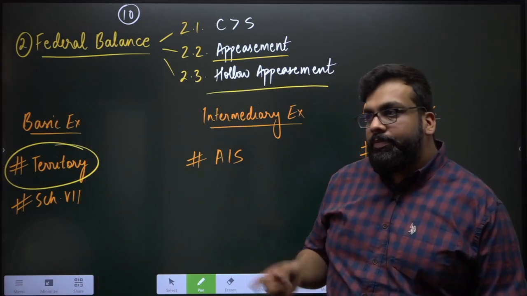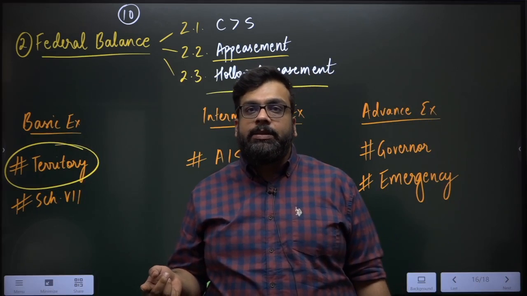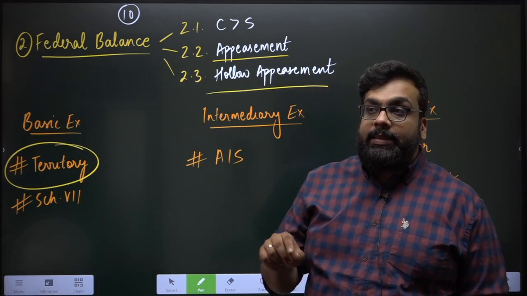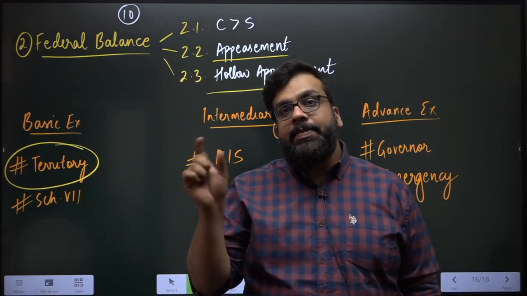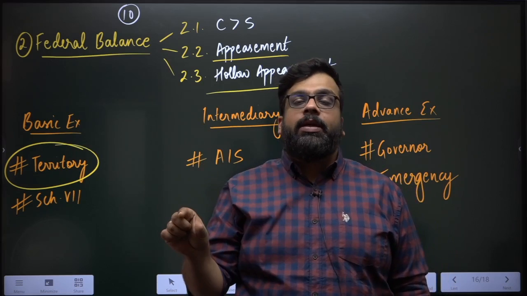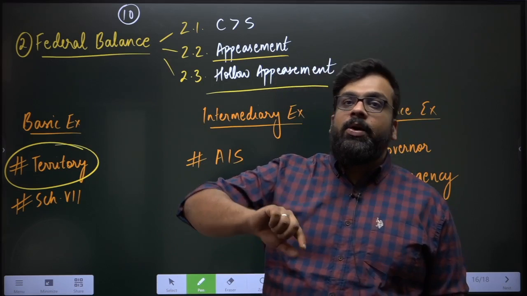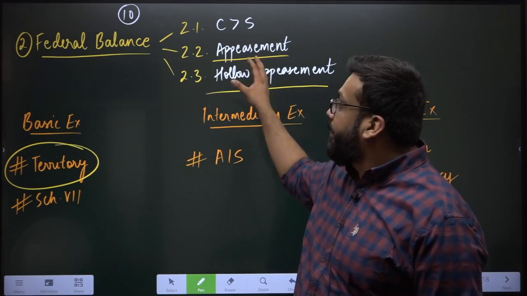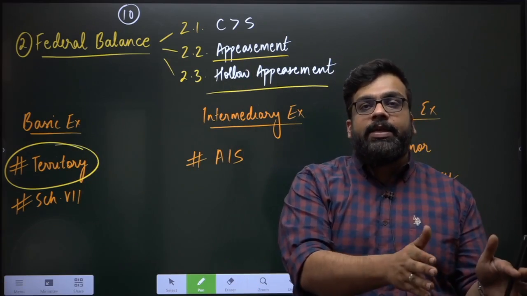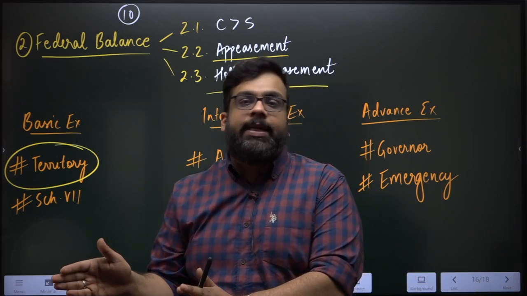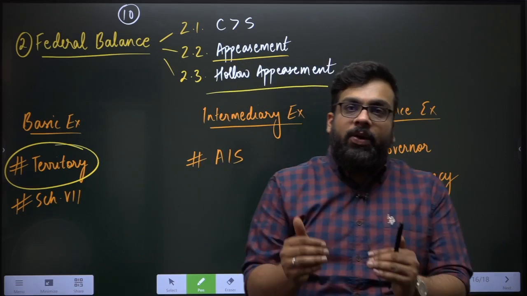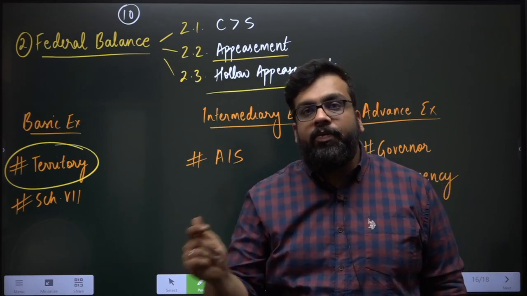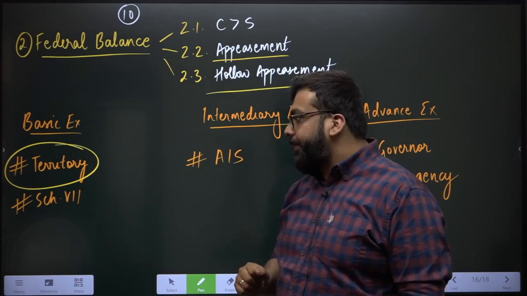So, simple example. Schedule 7. Concurrent list. Both the center and the states can make laws. But in case both the center and the states are making laws on the same thing in the concurrent list, the central law will always override the state law. Appeasement. If there is no central law, state law can prevail on that in the concurrent list. Hollow appeasement, the center can overrule it at any given point of time.